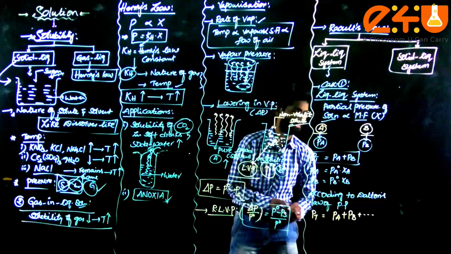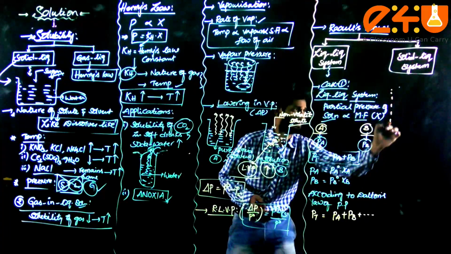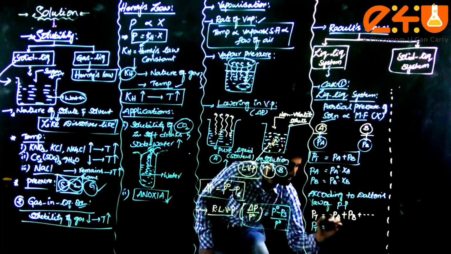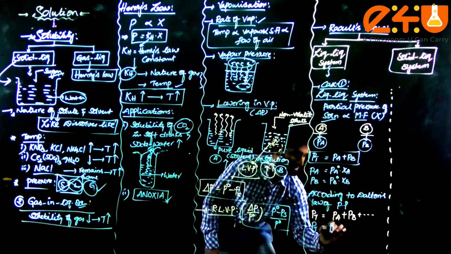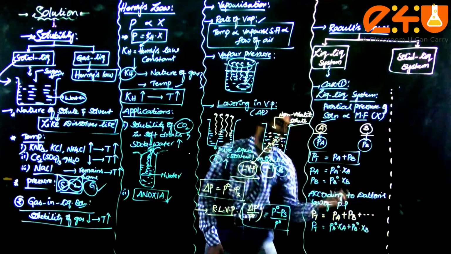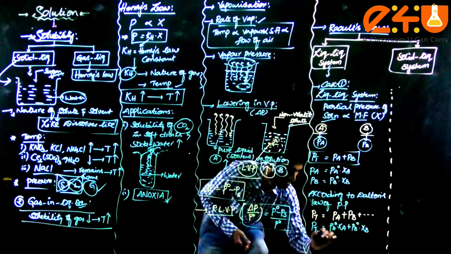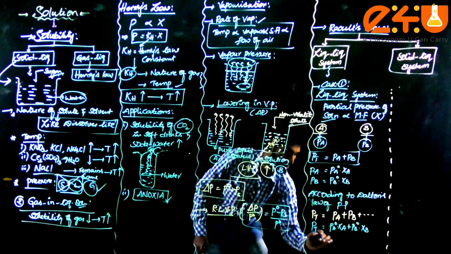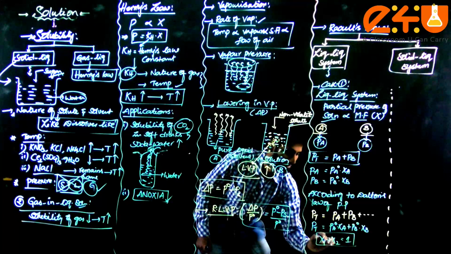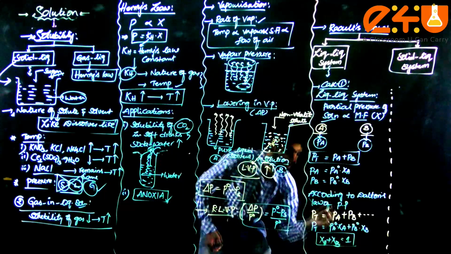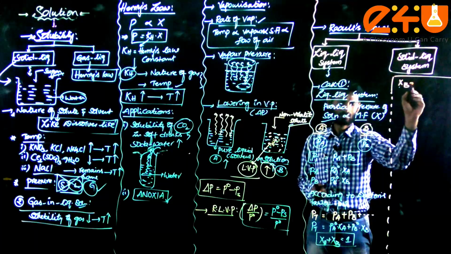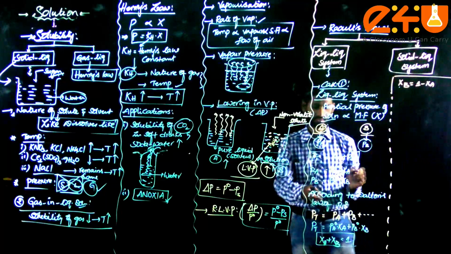Now let me take it here. P total is equal to PA plus PB. PA is PA naught into XA, and PB is PB naught into XB. I am taking two solutions now. Already we know the sum of the mole fractions is unity, is it not, dear students? X1 plus X2 is equal to 1, or XA plus XB is equal to 1. I can take XA is equal to 1 minus XB, and just substitute here.